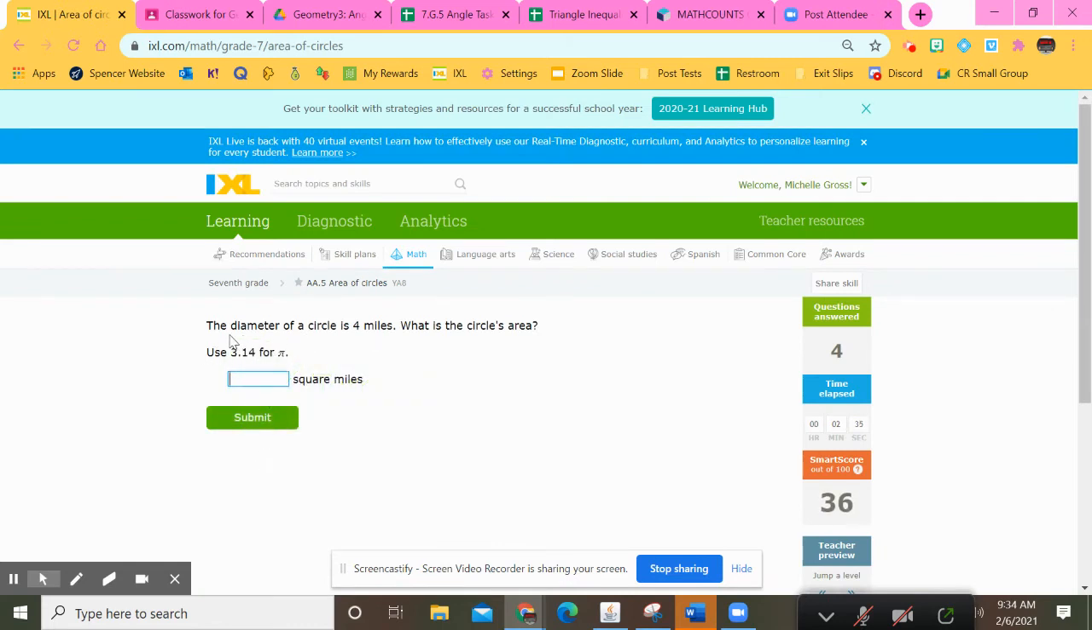And this one, it's giving you the diameter. Now, the radius is the distance from the center to the fixed point. The diameter is the distance all the way across. So if you know the diameter is 4, to get the radius, you would take half of it. So half of 4 would be 2. So then we do 3.14 times 2 squared. And so it would be 4 times 3.14. And be 12.56.